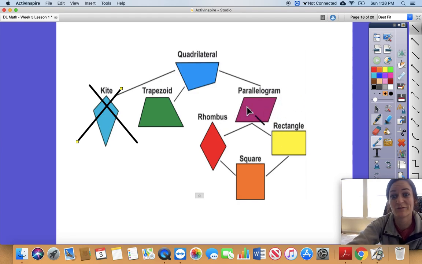Then there's different kinds of parallelograms. There's rhombuses, okay, which means they don't have to have a right angle, but they have all the same equal sides. There's also rectangles, which means they do have to have right angles, and the opposite sides are the same length, but not all of the sides are the same length. And then we have a square, which is both a rectangle and a rhombus, okay?